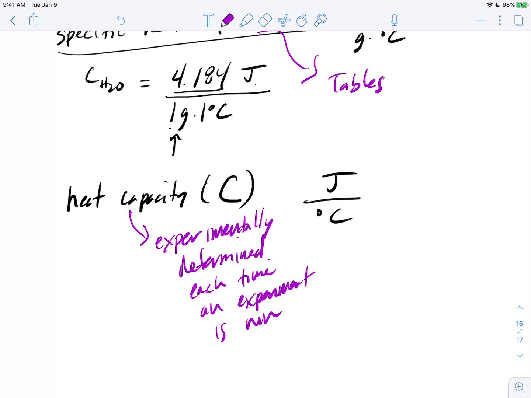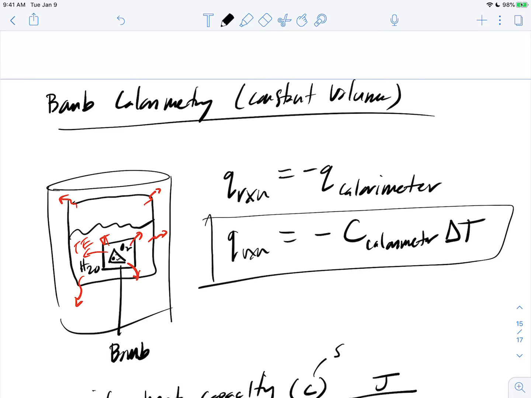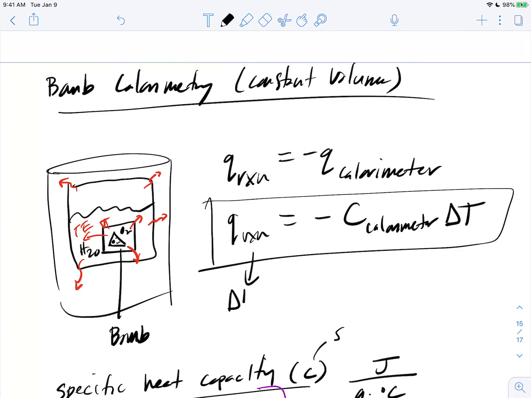Okay? And so because we have no grams, then what this looks like, if we come back here and we say Q calorimeter, then it would be Q reaction is equal to negative big C of the calorimeter delta T. Okay, and so we determine the C calorimeter experimentally, and we have delta T that we can determine, the change in temperature of the water. Okay, and so from the Q reaction, we can determine the delta H value, and if we have the number of moles of what was reacted, then we can get a joules per mole value.